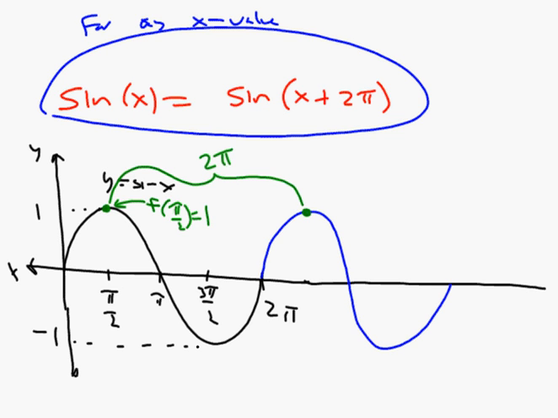So what that means is, if we pick this x value here, and we go forward an amount of 2 pi, we land on a new x value. So whatever this x value is, I don't know what it is, we'll call it a. This number is a plus 2 pi. And that's what makes this function periodic.